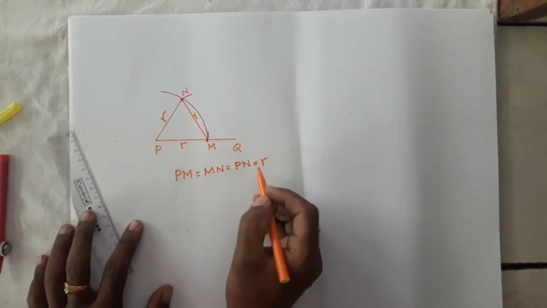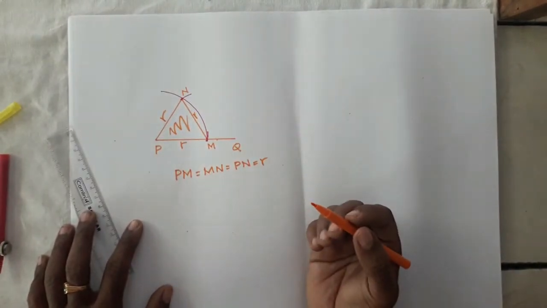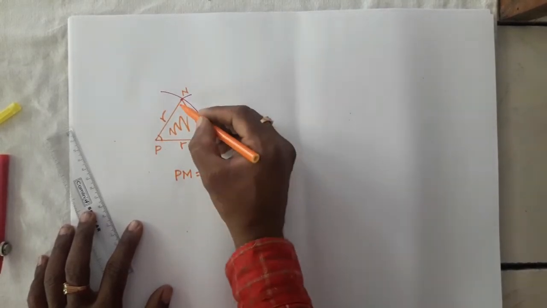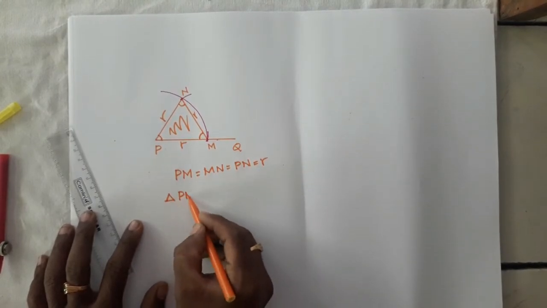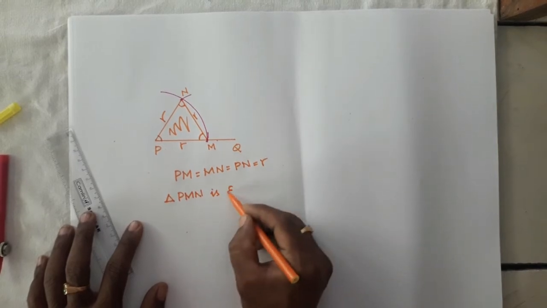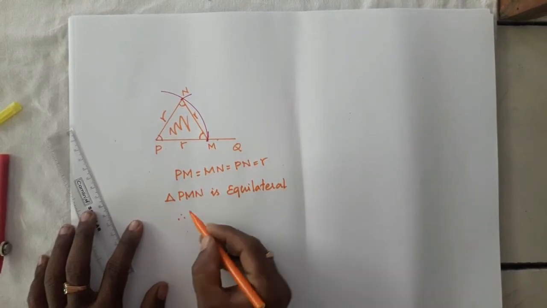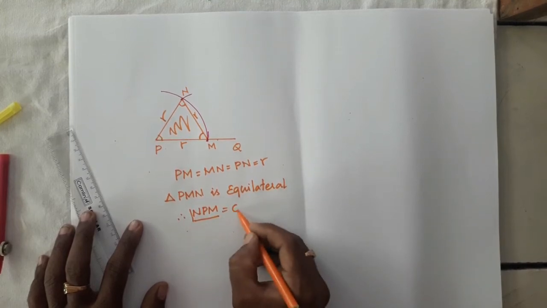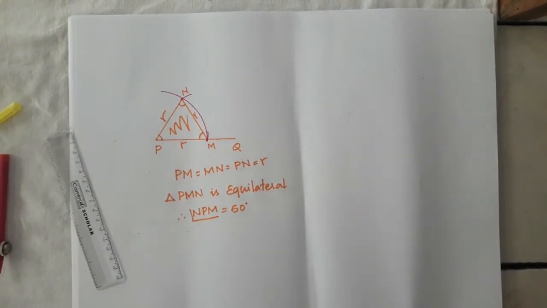So when all three sides of the triangle are equal, this is a triangle formed. If all the sides are equal, then the angles also will be equal since it forms an equilateral triangle. Triangle PMN is equilateral. Therefore, angle NPM forms 60 degrees. This is how we construct 60 degrees using a compass.